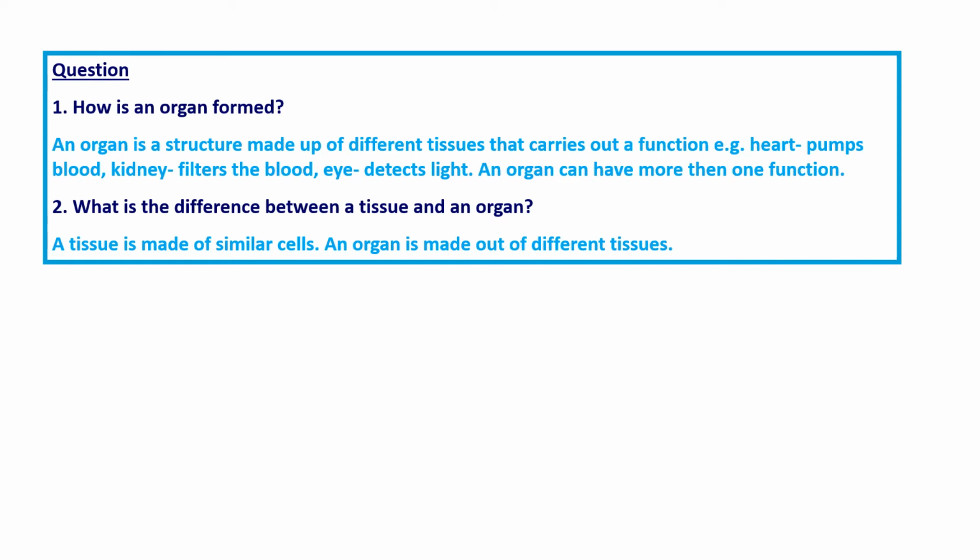Okay, so let's have a look at our answers. So question 1 was, how is an organ formed? So an organ is a structure made up of different tissues that carries out a function. So for example, the heart pumps blood around the body, the kidney filters and cleans the blood, the eye detects light. An organ can have more than one function. For example, the liver carries out up to 1,000 functions in the body, from making certain chemicals to breaking down other chemicals, etc. So question 2, what is the difference between a tissue and an organ? A tissue is made out of similar cells, and an organ is made out of different tissues.